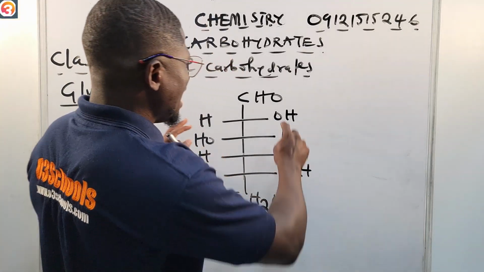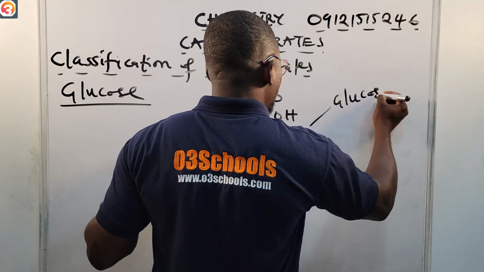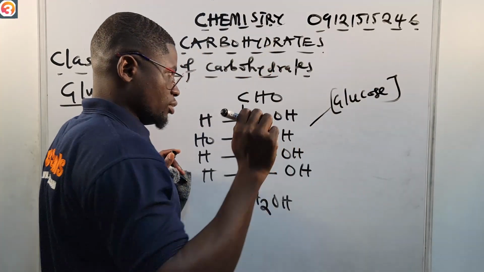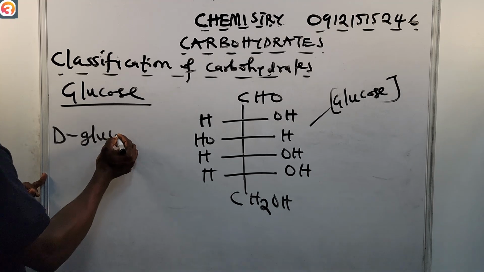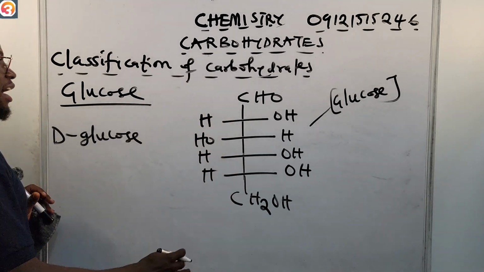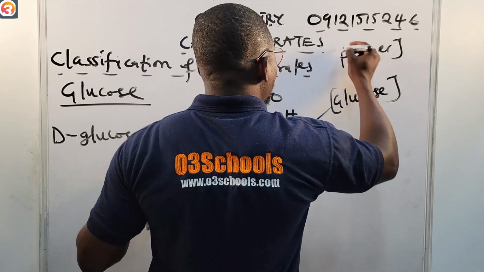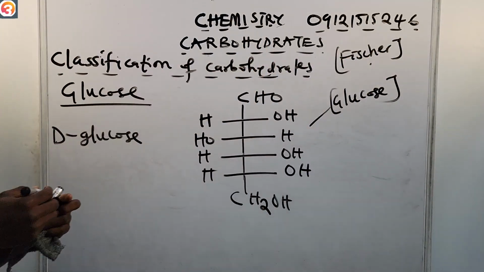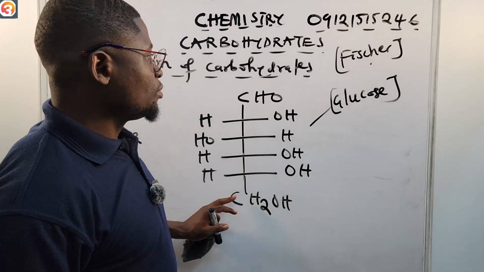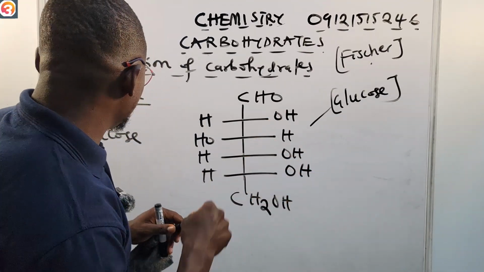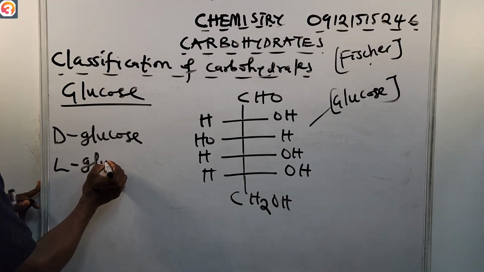There are two projections of glucose. This is our glucose, and it has two projections. One of the projections is called D-glucose. This is called the Fischer projection, the Fischer structure of glucose. This glucose has two projections. One we call D-glucose. The other one we call L-glucose.